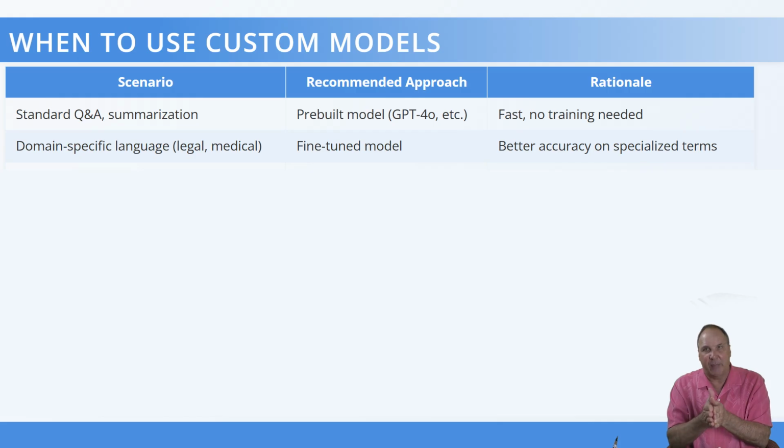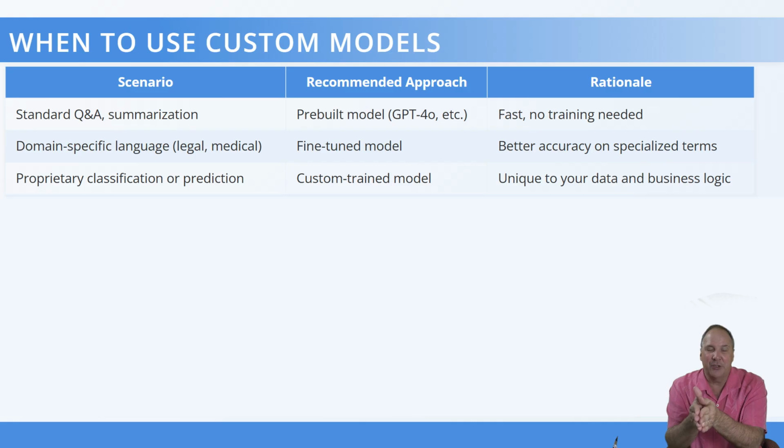If your domain has specialized language like medical terminology, legal clauses, or financial regulations, a fine-tuned model will perform significantly better. You take a base model and train it on your domain-specific data so that it understands the nuances. If your task is truly unique, like classifying your company's proprietary product defects or predicting customer churn based on your specific data patterns, you need a custom-trained model. This takes the most effort but delivers the most differentiation.